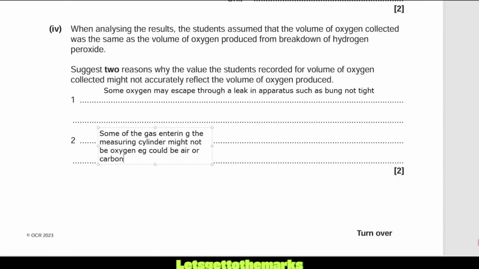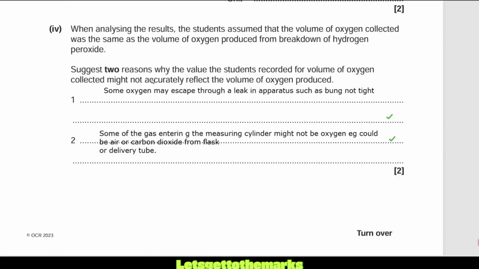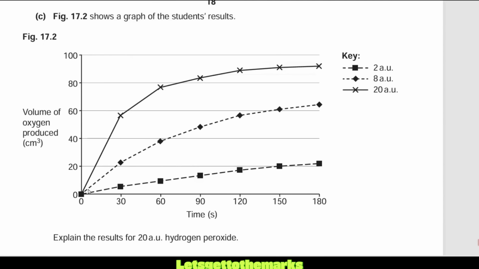or carbon dioxide from, was it a flask? I think it was a flask. I've even forgotten, from the flask or delivery tube. I mean, if the bung is not on correctly, it could be just air coming in from the bung as well, as we've stated in the first point. So there we go. That'll get you two fat marks. Right, let's move on.